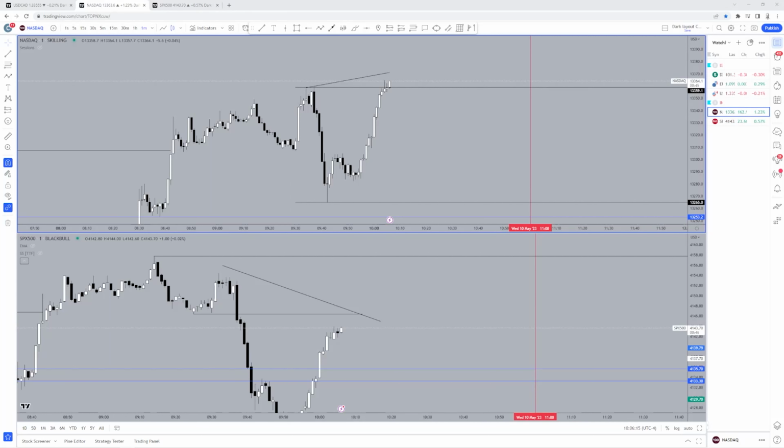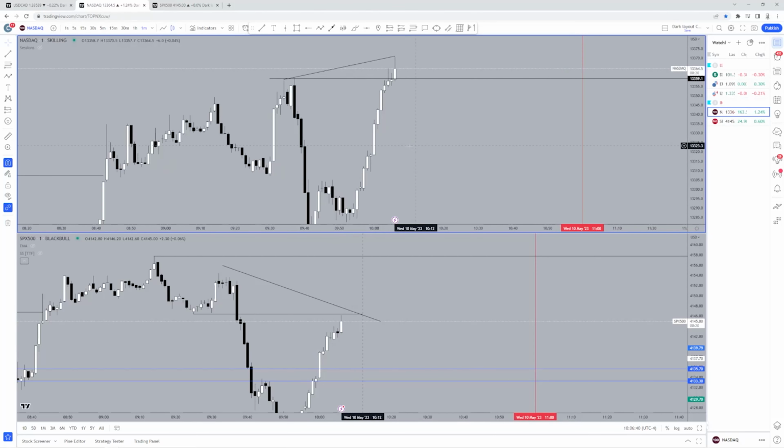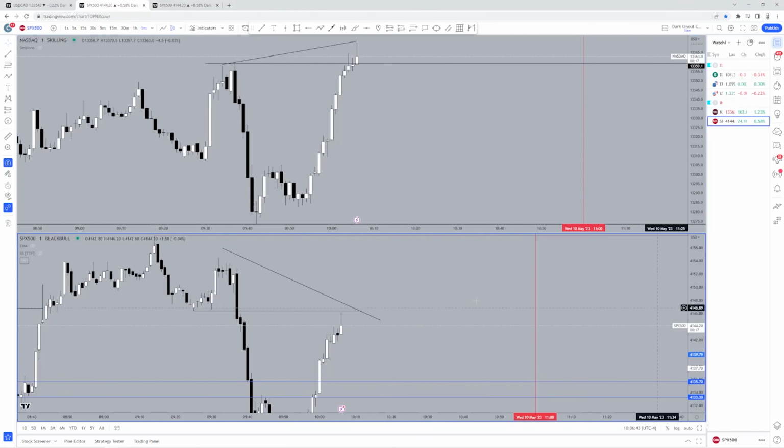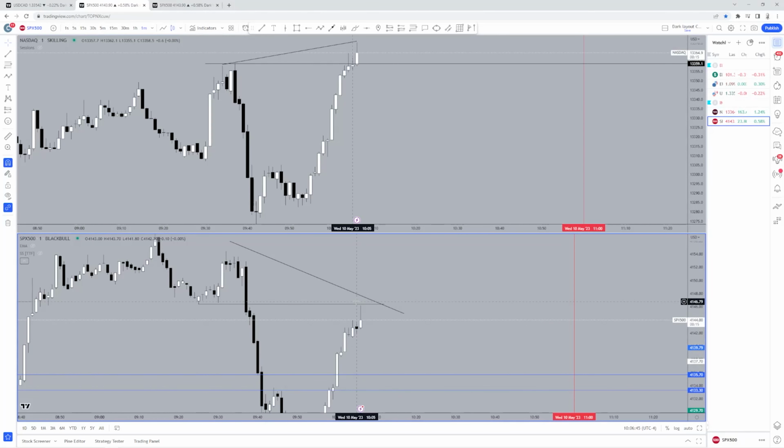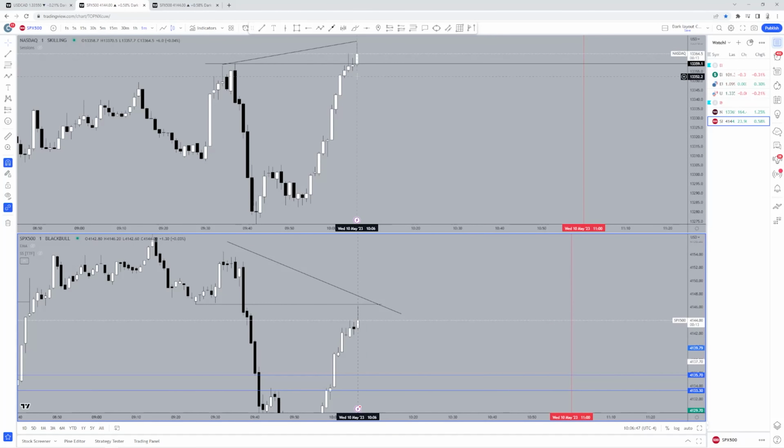I wanna see if my scenario will play out. We are approaching the breaker block. We don't have any structure though up here, but here we are approaching the breaker block, as you see it.